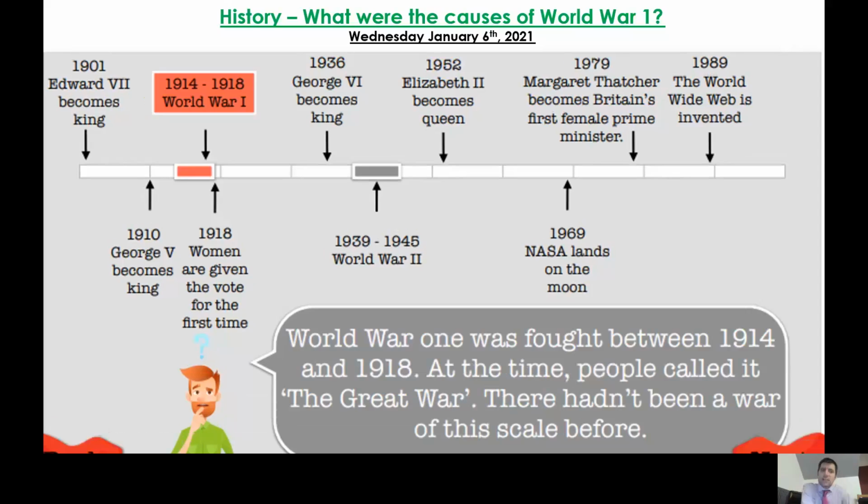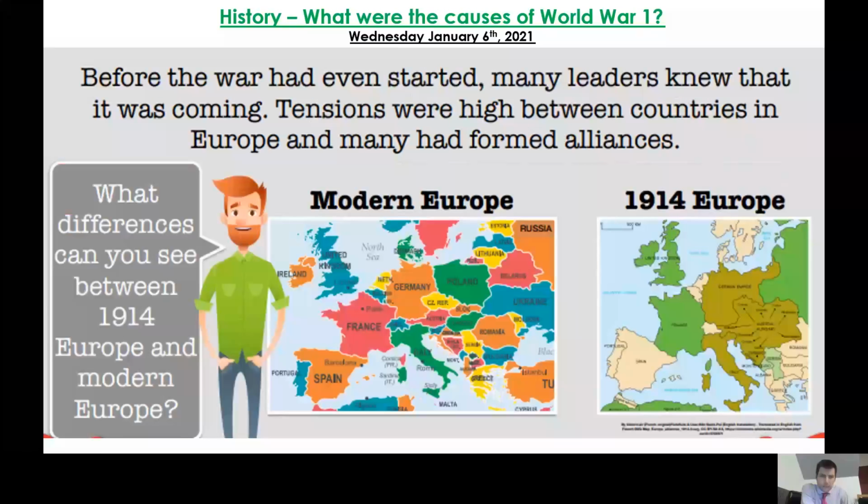Because now you can see that it was 1914 to 1918. I did mention it earlier that it started in 1914. It's also known as the Great War for many reasons, which we'll come to over the next few weeks. But today we're thinking about what had happened to cause it. Now, before that war, many leaders knew it was coming. It was one of these things that people could predict even before it happened.